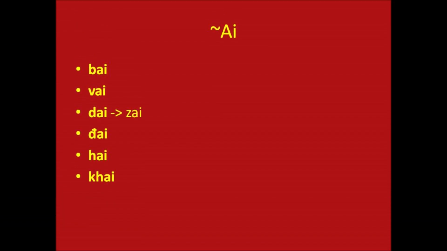Let's move on to the next series. Bái, vai, dài, đai, hai, khai. The pronunciation of khai is such that K is almost silent, sounding like air being spit out from the throat, followed by the hard pronunciation of the H sound. We shall have a look at the series one more time. Bái, vai, dài, đai, hai, khai.